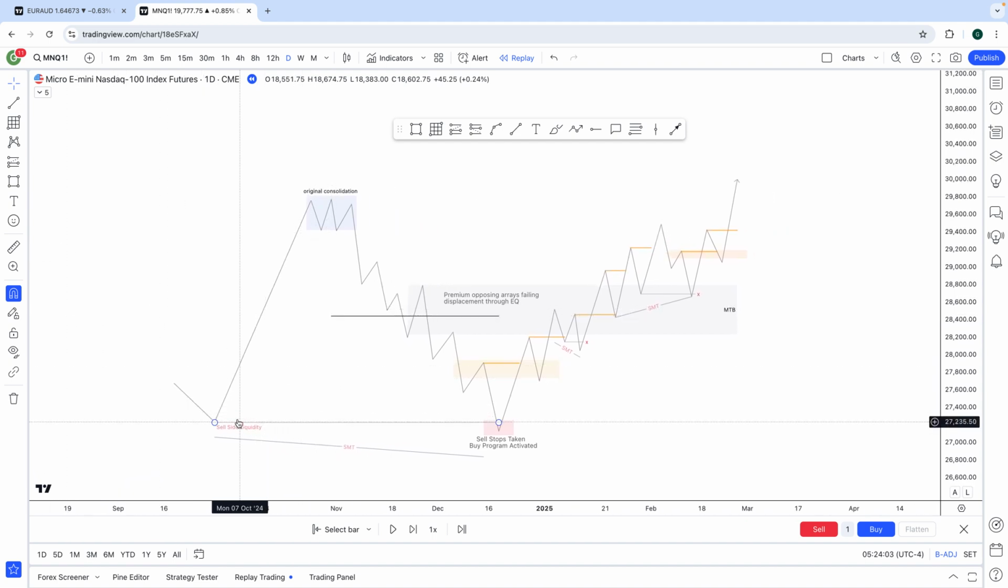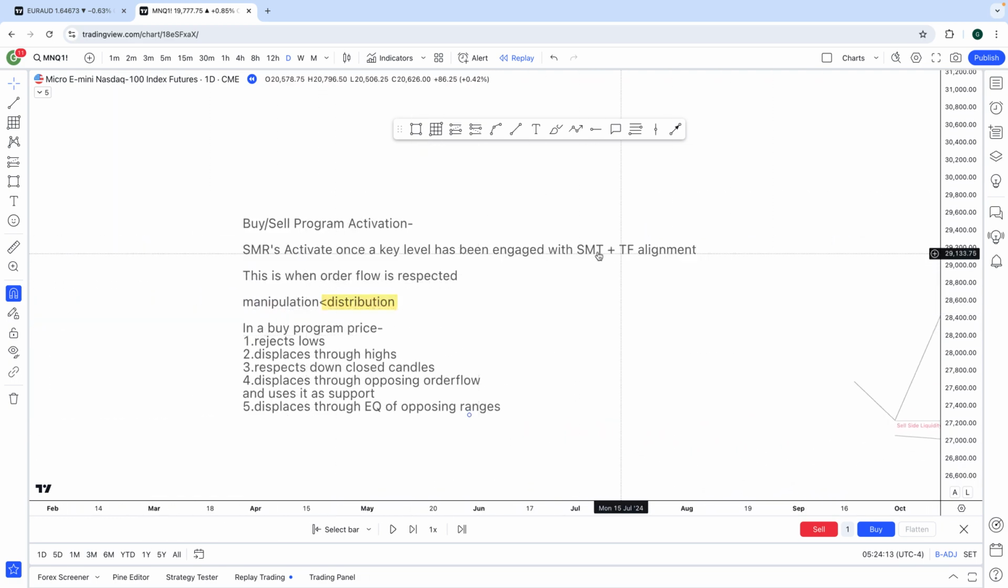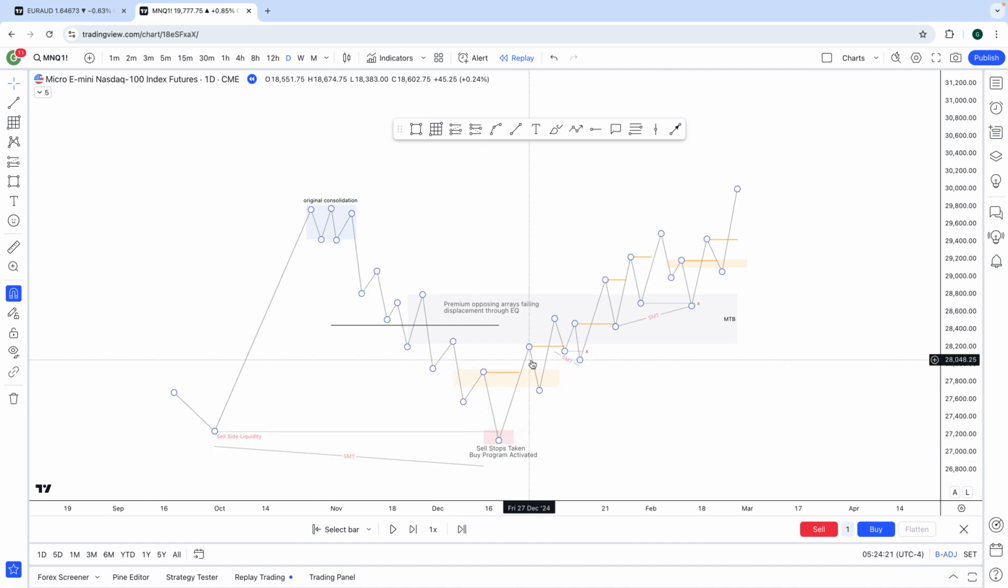This is the activation of a swing low with SMT. So let's go over here. SMT, higher time frame key level has been engaged. Now we're waiting for time frame alignment. What is the alignment? A change in state of delivery, a candle close, like in my video. We're looking for that on the lower time frames.